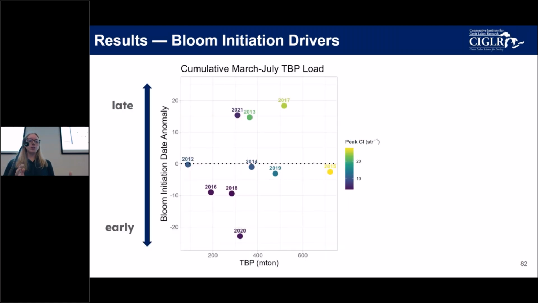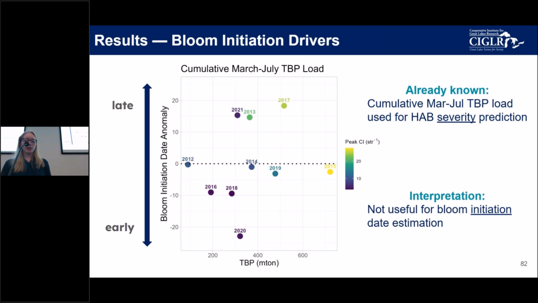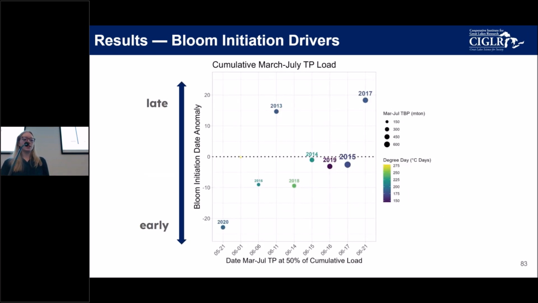If we now focus on the cumulative March through July TBP load on the x-axis, we already know that it is used for HAB severity prediction. That's what the product that is forecasted every summer uses. But from this graph, we can interpret that it is not as useful for bloom initiation date estimation. But a little bit more useful phosphorus index to look at is the date that the March through July total phosphorus load from the Maumee River discharge reaches 50% of its delivery, which we use because it was the center of mass.